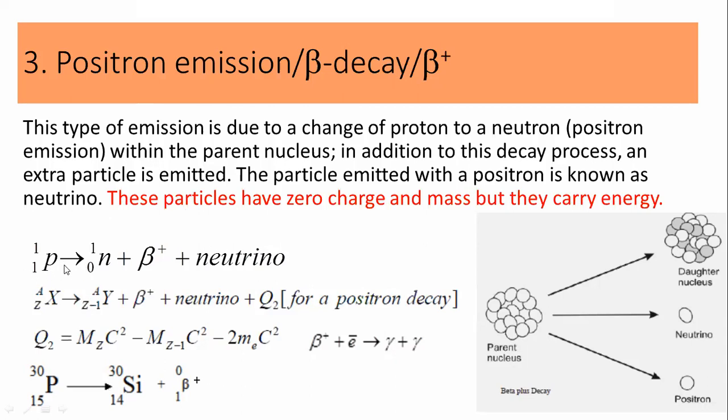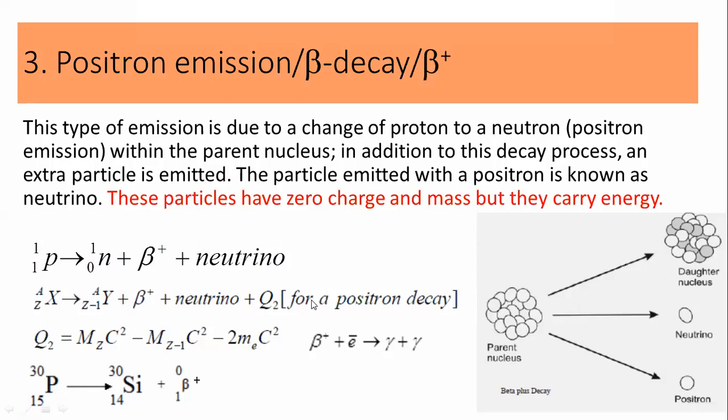Again, if you look at the proton and the neutron, the proton is contributing one atomic number and one mass number, while the neutron is only contributing one mass number. So with the conversion of one proton to a neutron, there is no change in the mass number, but there is only a decrease in the atomic number. So this is opposite to the neutron emission. In positron emission, there is a decrease of one atomic number with the emission of the positron and the neutrino.